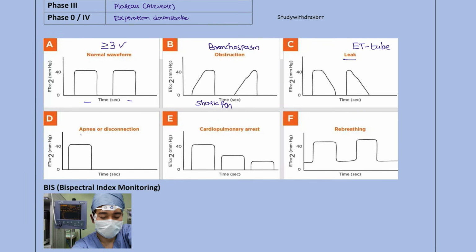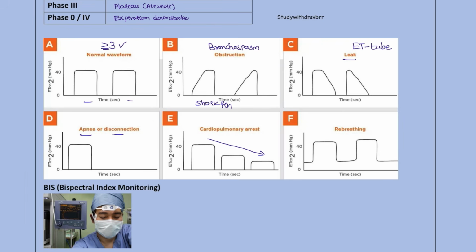Next, the third one, apnea or disconnection. As I said, there should be at least three. If the graphical representation is not coming, it might be that a disconnection has happened. Next, cardiopulmonary arrest. What happens? There will be decreased waveforms.